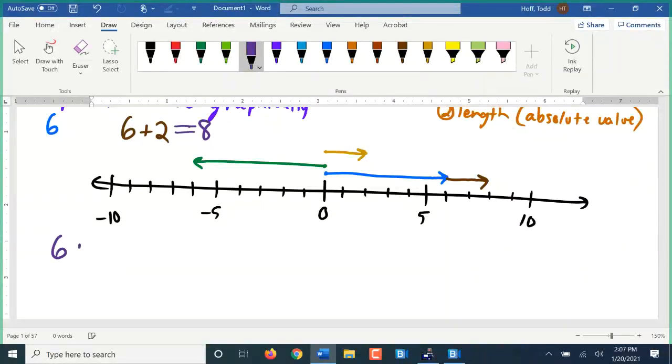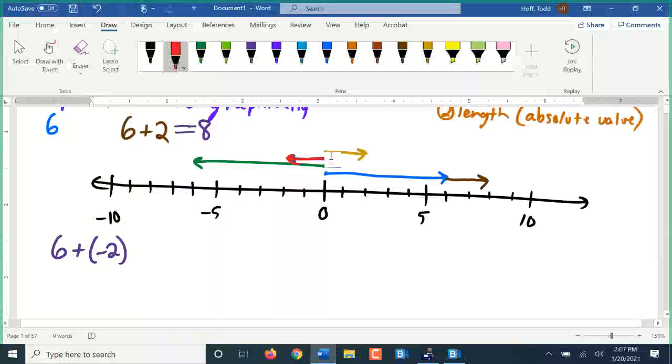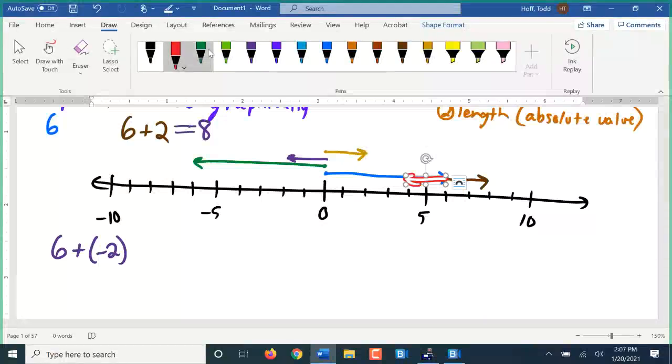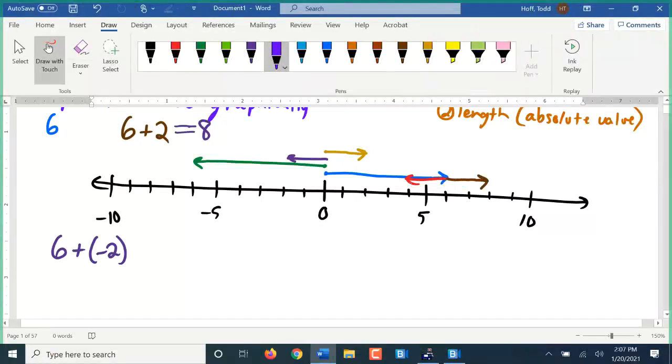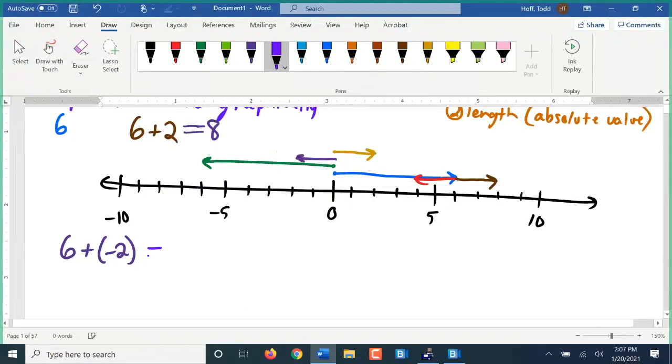But what if I had 6 plus a negative 2? We have an integer in there. The vector for negative 2 looks like this. To add 6 plus negative 2, I'm going to take that vector, move it over to the 6 and put them head to tail. And I see that that comes out at 4. Six plus negative 2 equals 4.